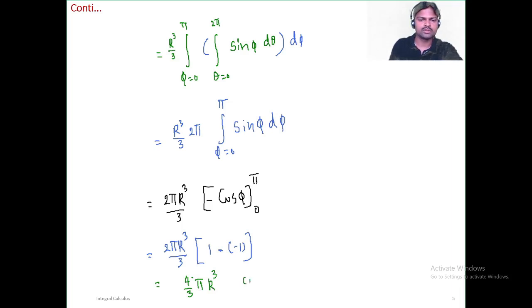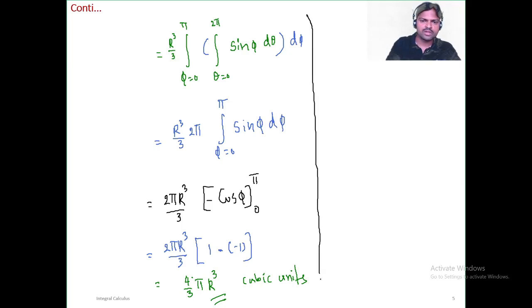So cubic units, because this is volume. Okay. So this is the sphere volume. Look at how we generated it. These calculations have become simple compared to double integration. And moreover, without using the spherical polar coordinate system also you can do this integration.